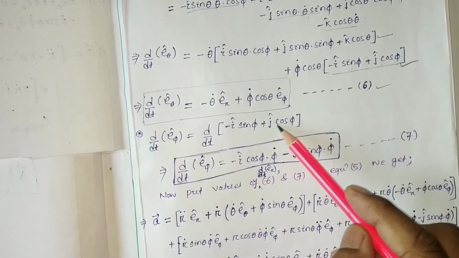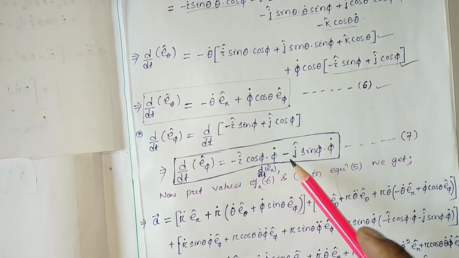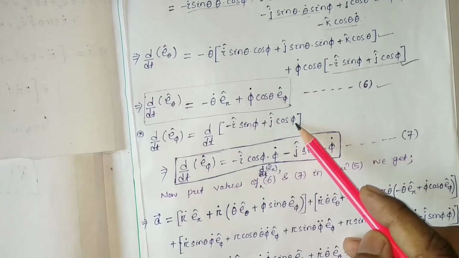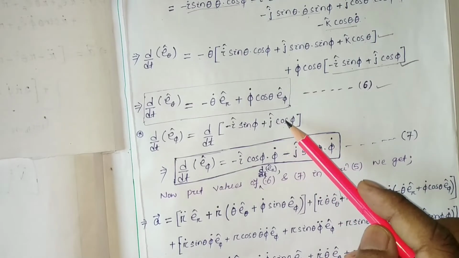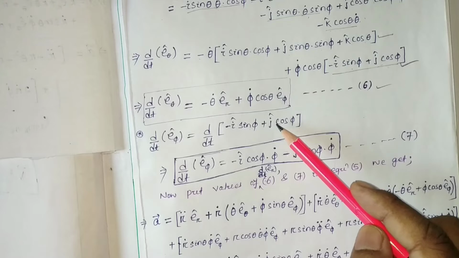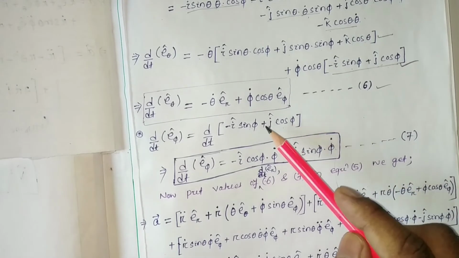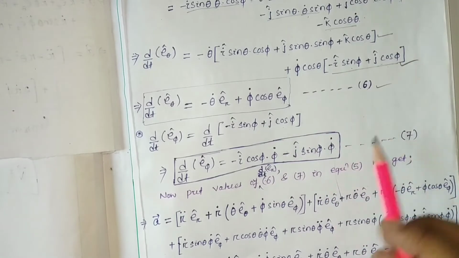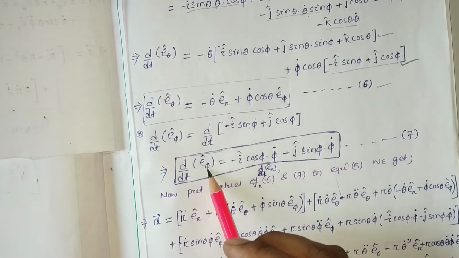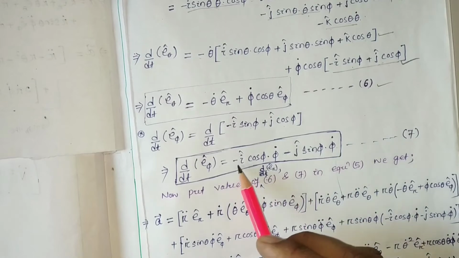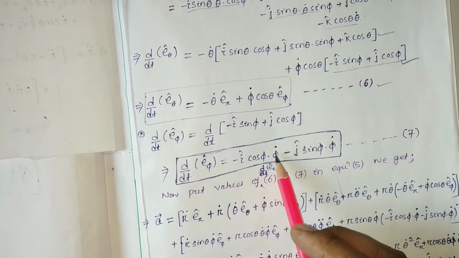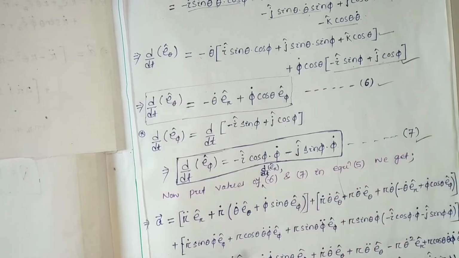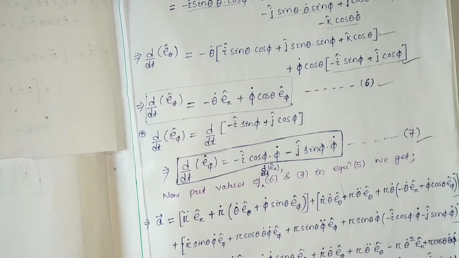The second term, d by dt of cos phi, will be minus sin phi phi dot, and another term comes up, d by dt of j cap, but that term will be 0. d by dt of j cap cos phi will be 0 because d by dt of j cap is 0, so I have not written it. So here we found d by dt of e phi cap: minus i cap cos phi into phi dot minus j cap sin phi into phi dot. Let this be your equation number 7.